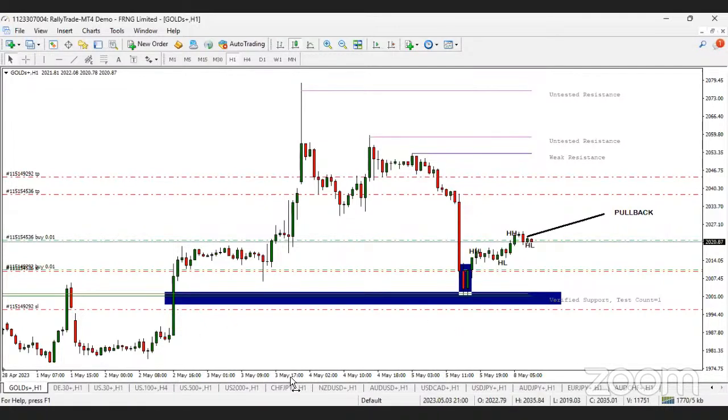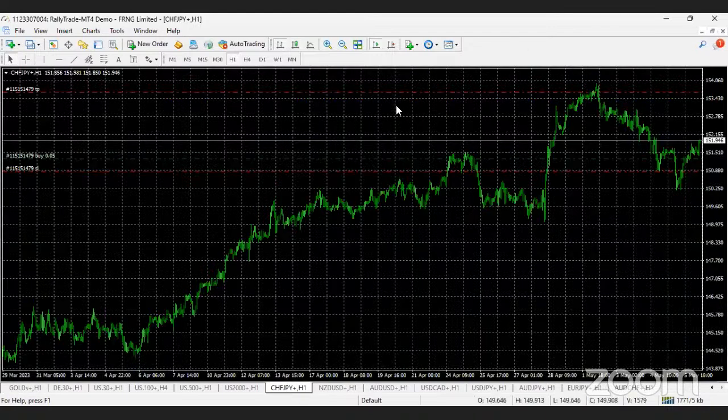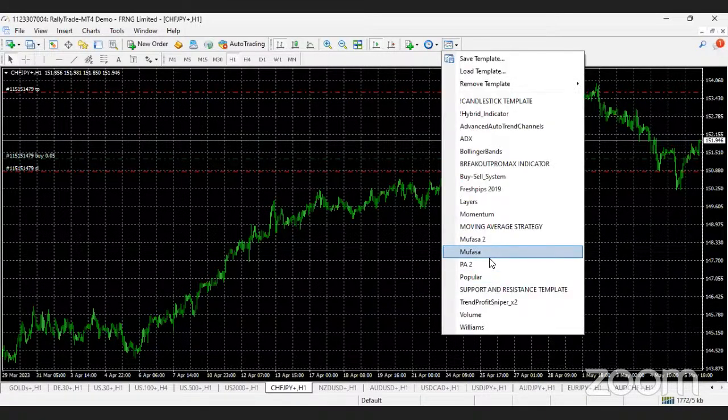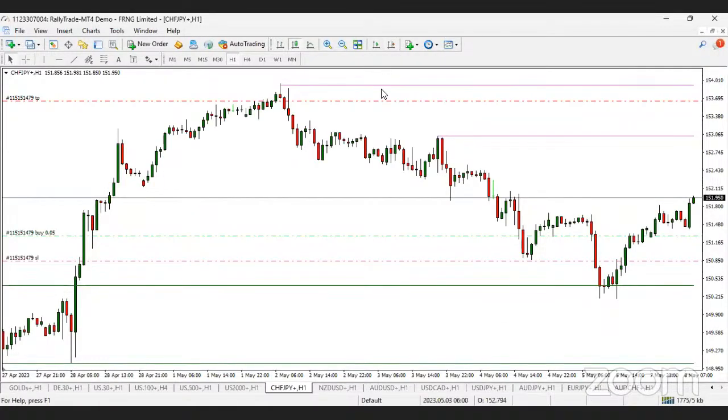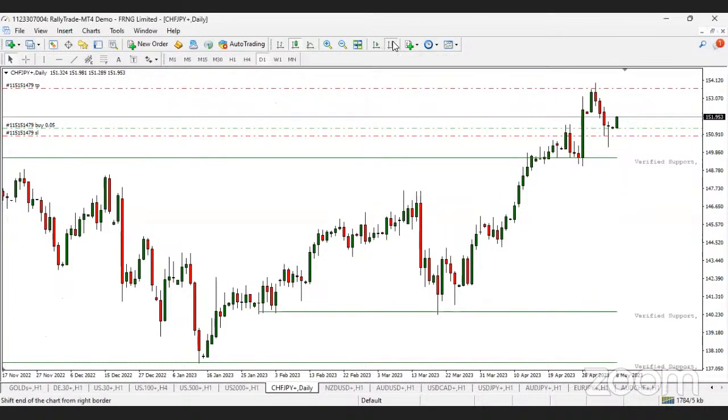So let's start off with CHF JPY. Last week, we experienced a very fantastic move on CHF JPY. So let's start from top-down analysis. Let's start from the daily time frame. On the daily time frame, you can already see price is pushing in an uptrend. See it? This is the higher high.